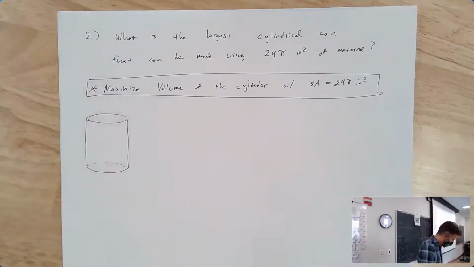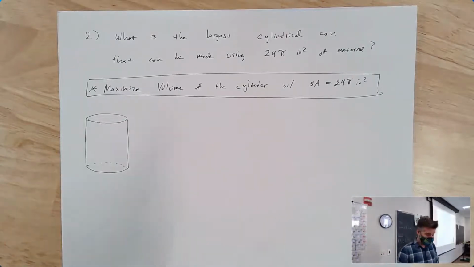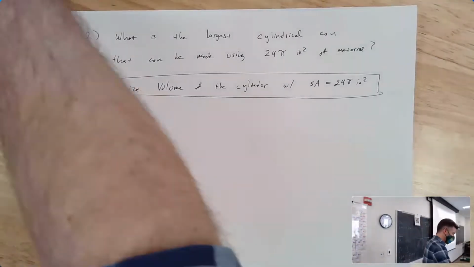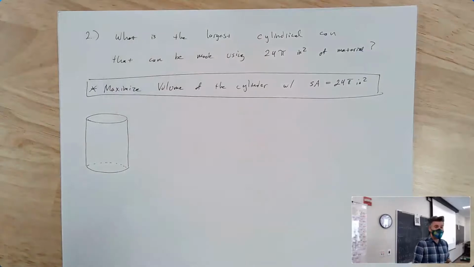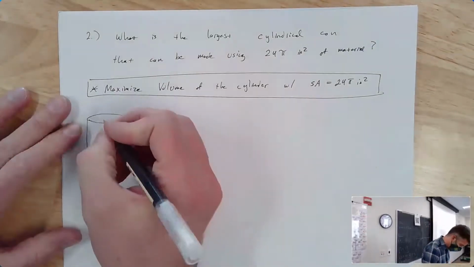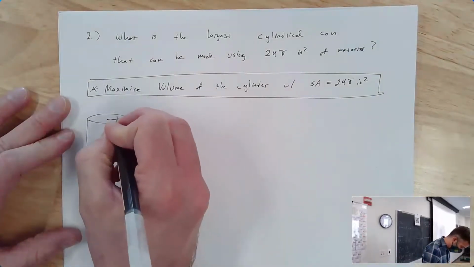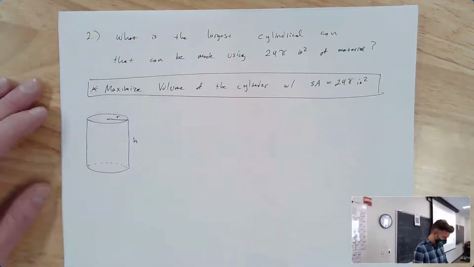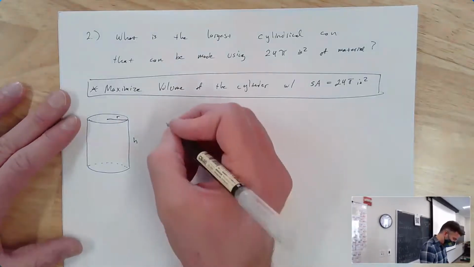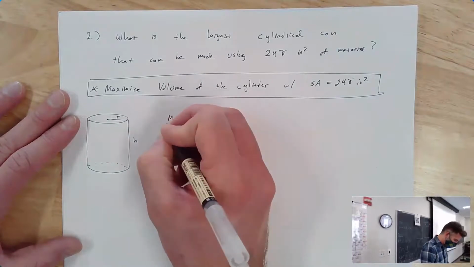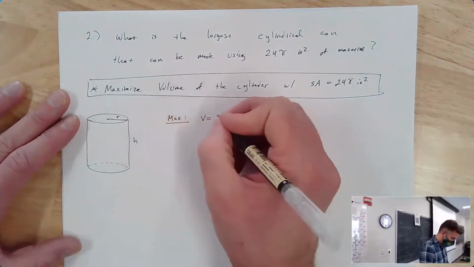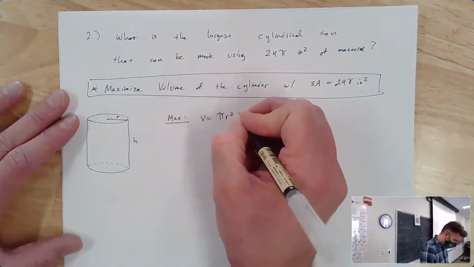Now, I'll point out, this question is actually asking what's the largest cylindrical can, meaning the greatest volume. It's not actually asking us to find the dimensions. We're still going to find them because it's usually the easiest way to do it, but pay attention to what you're being asked for. So the radius is there, the height is there, and I want to maximize the volume, which is the base area times the height.